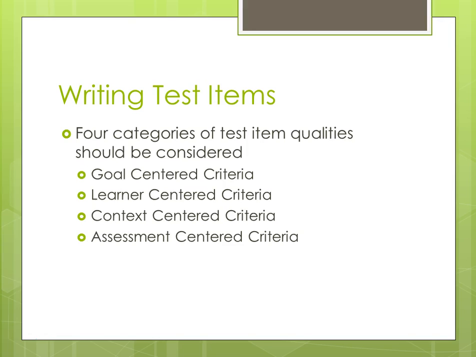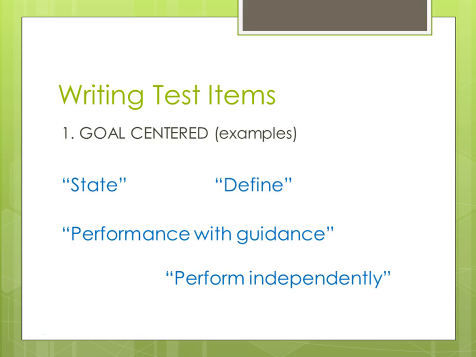Now, when you're writing a test item, there are 4 categories of test item qualities that need to be considered. And so you want to consider the goal-centered criteria, learning-centered criteria, context-centered criteria, and assessment-centered criteria. And in each of the following slides, we'll talk about each of these in some more depth. So let's take a look at the goal-centered criteria.